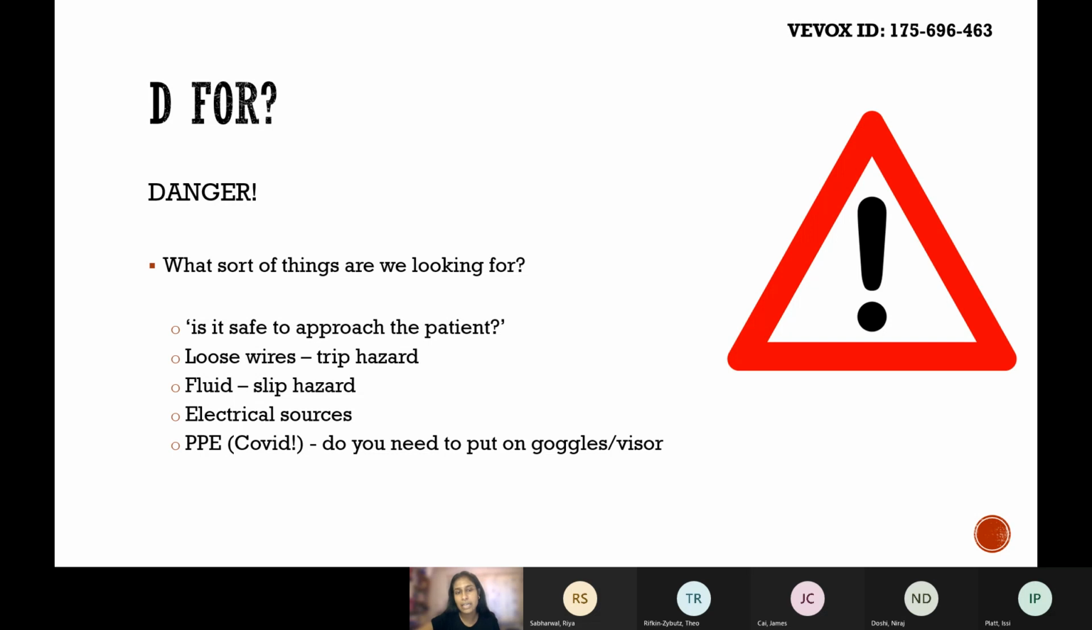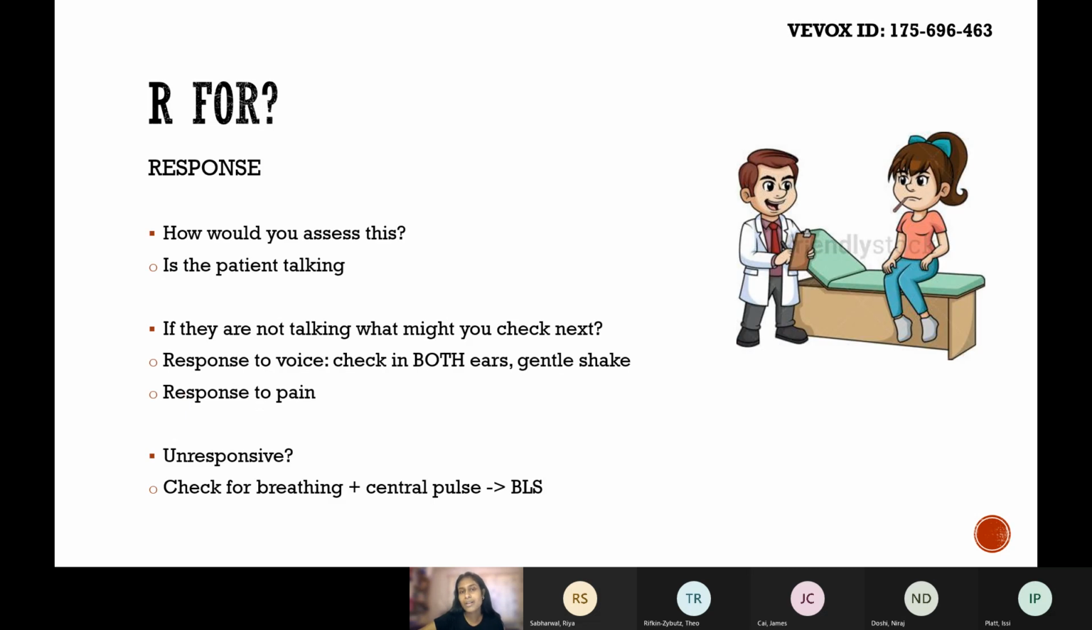And quite relevant at the minute is any sort of COVID measures you might need to take. You may find that there are goggles or a visor by the bedside that you might need to put on before approaching the patient. So that's another one to bear in mind as well. Moving on to R. What does R stand for? Response. Perfect. How might you go about assessing a response in a patient in this context? This seems like quite an obvious question, but just to break it down.